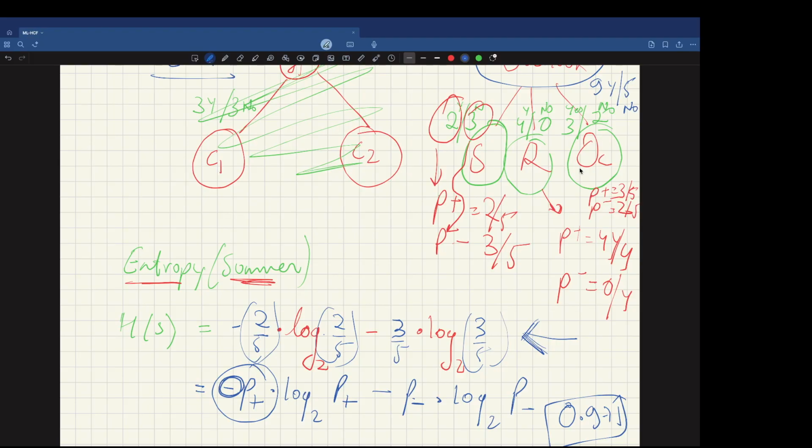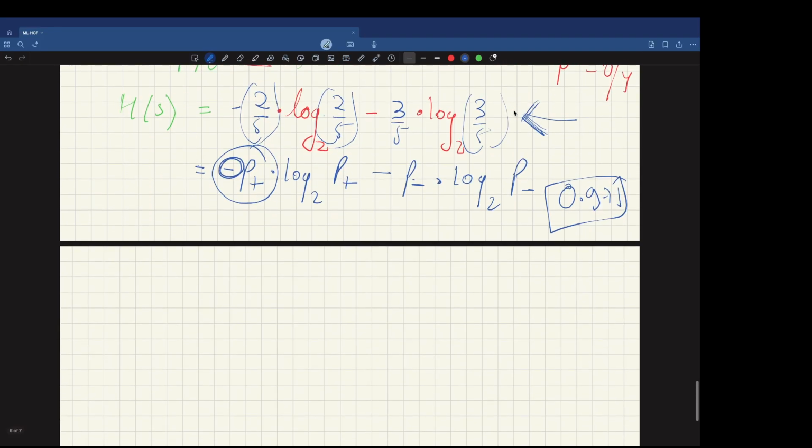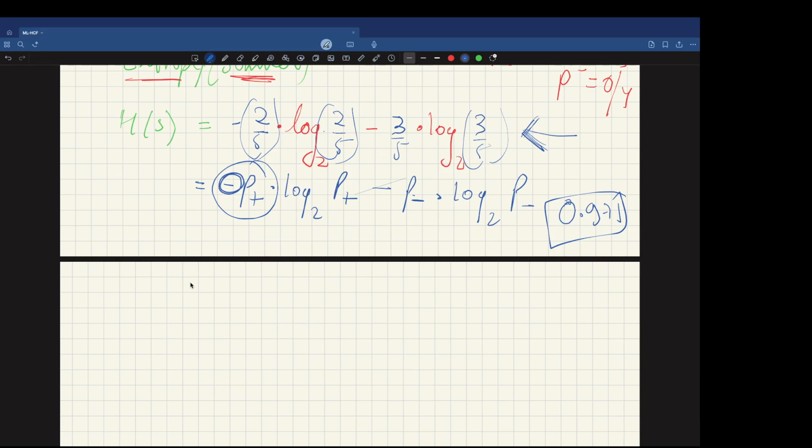To check whether it is a pure split or not. Right. So over here we are getting 2 and 3. If you check for this one, check for the rainy one. That is very easy. What is the case? Minus 4 on 4, log 2, 4 on 4, minus 0 on 4, dot log 2, 4 on 4.